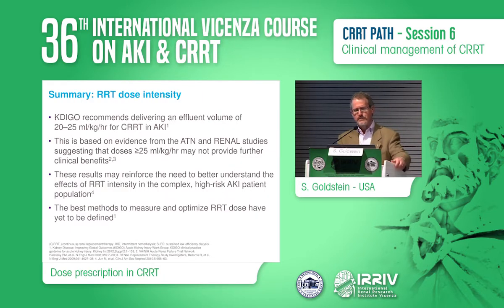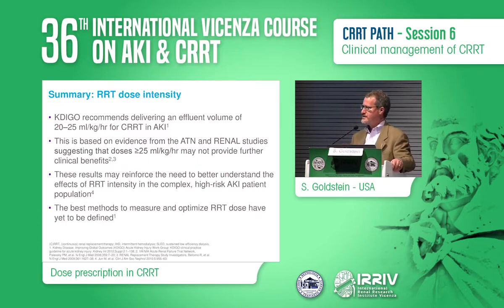So in terms of dose intensity, KDIGO recommends delivering an effluent volume of 20 to 25 mLs per kilo per hour, and those two numbers are picked because of the ATN lower limit and the renal lower limit. This is based on the evidence from these two studies, and they reinforce the need to better understand the effects of RRT intensity in the complex high-risk patient population. And the best methods to optimize RRT dose have yet to be identified.